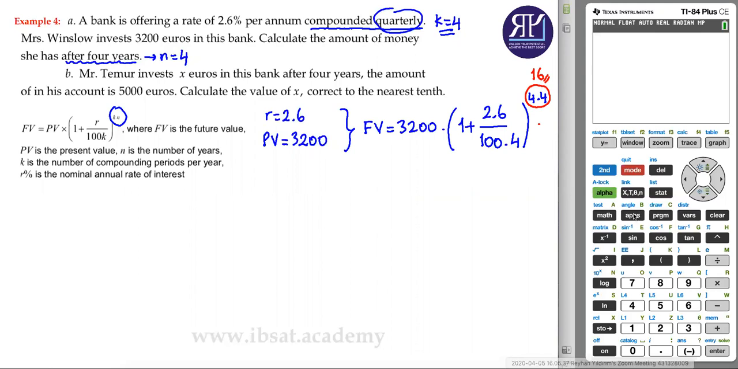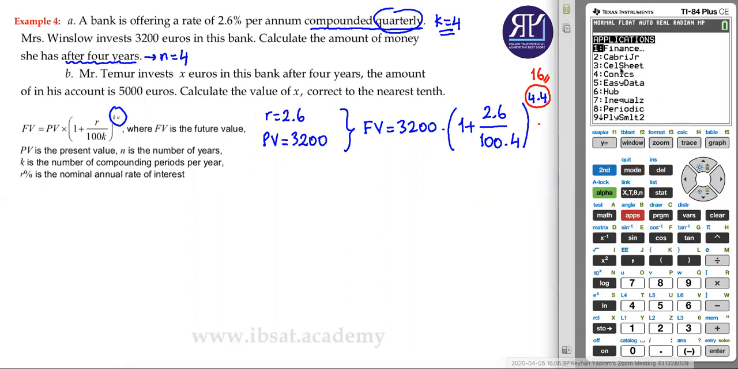By using the apps button on the TI-84 Plus C, apps button, finance button, enter, time value of money solver, enter as well. Here, the N will be 16 because the power is 16. Interest is given as 2.6. Present value: Mrs. Winslow invests 3,200 euros to the bank. The bank took our money. That's why we put the negative sign first of all, then we write 3,200.